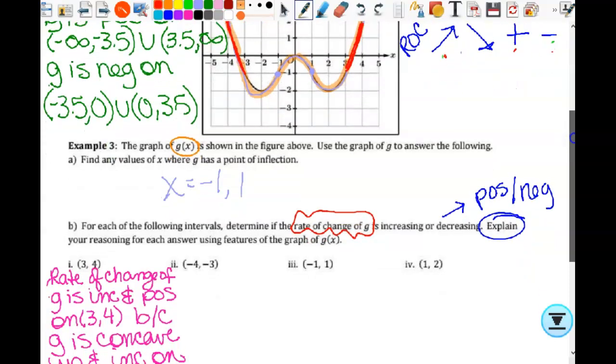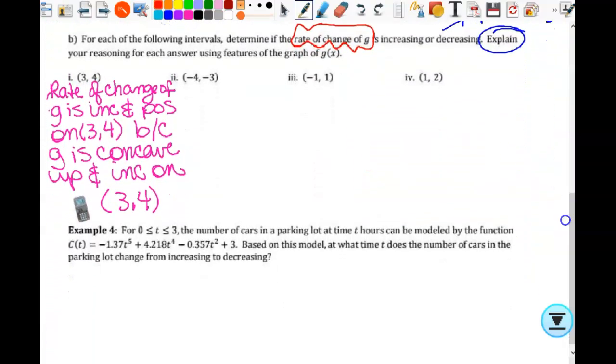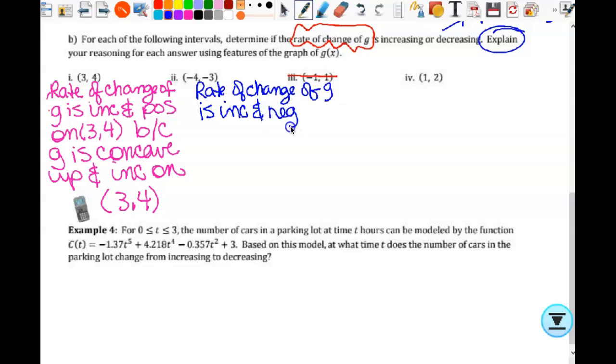So here we go. We're going to say that the rate of change, now we're not going to do Roman numeral 3, so you can write into that a little bit if you need to. So we can say the rate of change of G is, was it increasing or decreasing? Increasing. And what? Positive or negative? Negative on -4 to -3, right? So that's my answer, not my explanation.